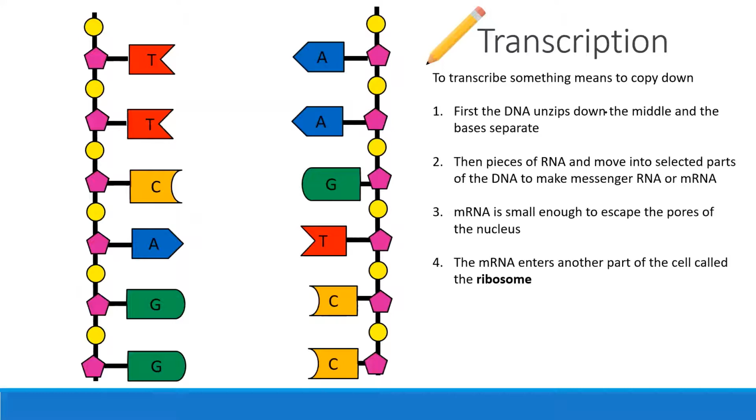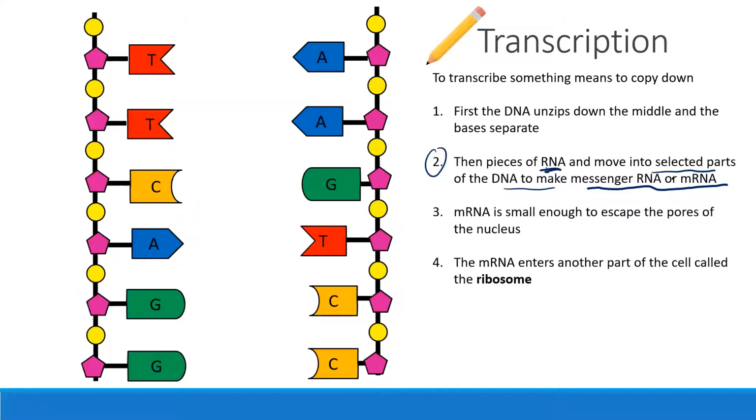Okay, the second thing that happens, number 2, is that pieces of RNA... Now we said that RNA is a small string of bases. RNA move into the selected parts of the DNA to make messenger RNA or mRNA. Let's see how that works. Let's see this actually happening.